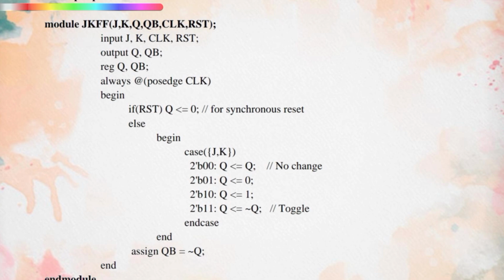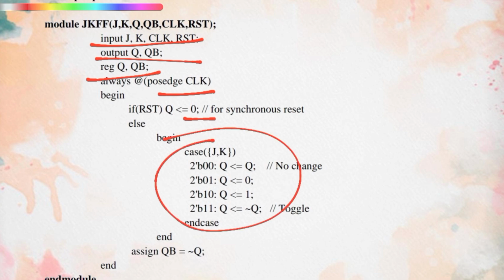The module name is JKFF. The inputs and outputs are J, K, Q, Q bar, CLK, that's clock, and reset. Here the inputs are J, K, clock and reset. Outputs are Q and Q bar. We are using two registers, Q and Q bar. Here is the code: always at positive edge of clock. When this condition is true, it begins with the if statement. If the reset is set to 1, the output will be 0. Else this part is going to run.